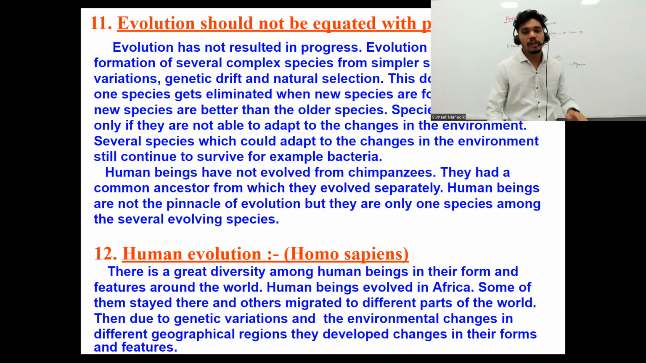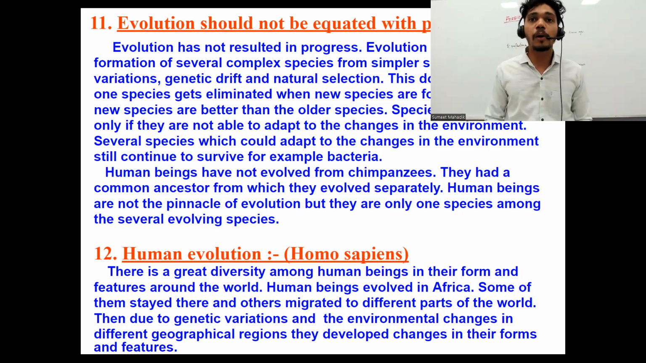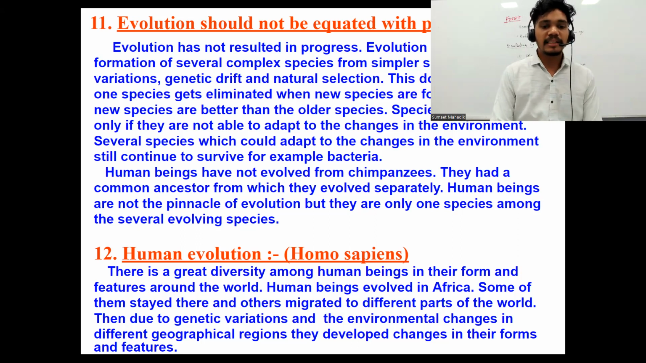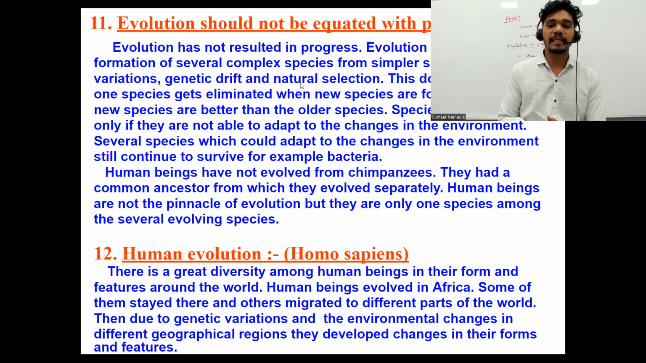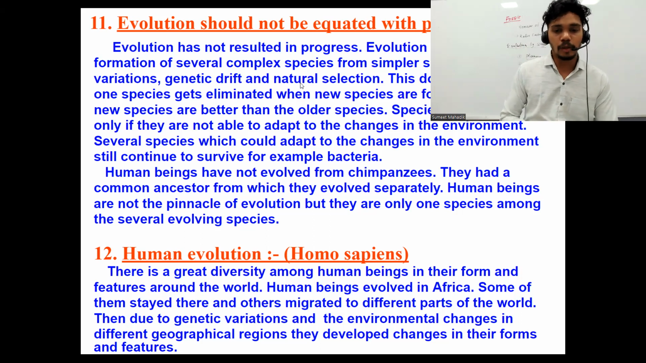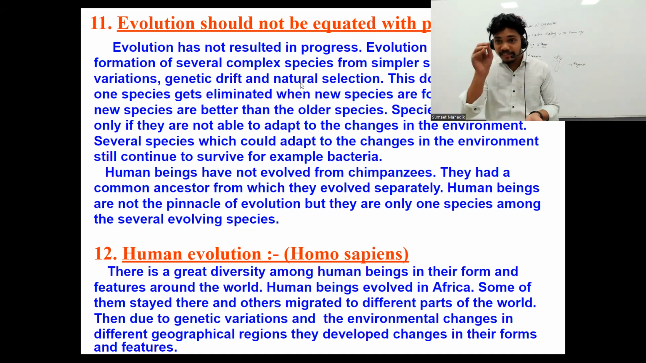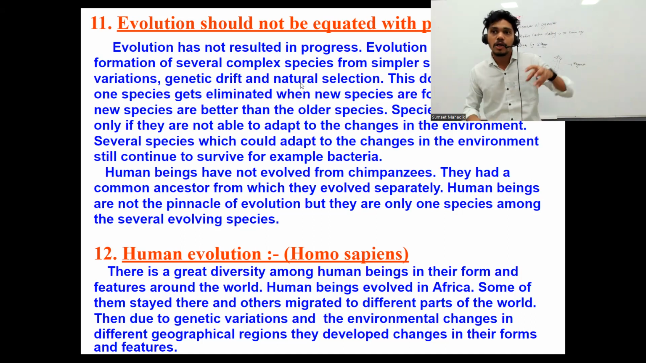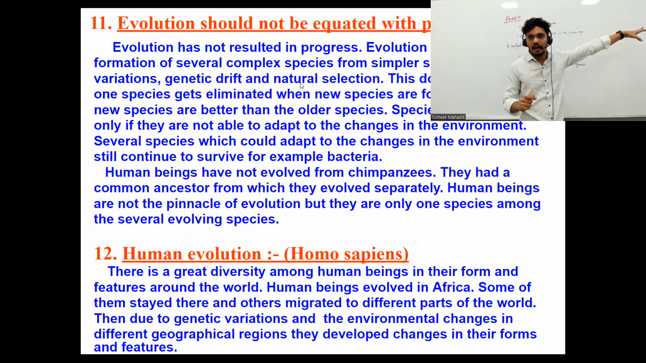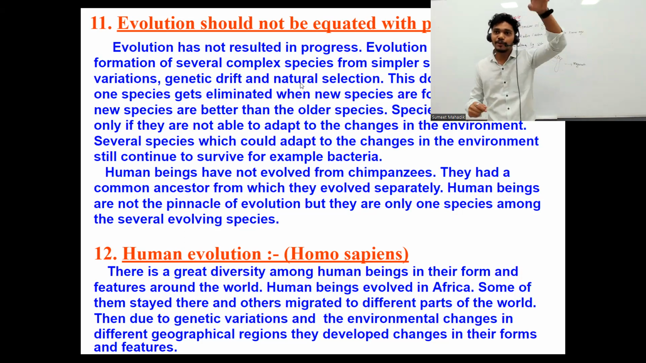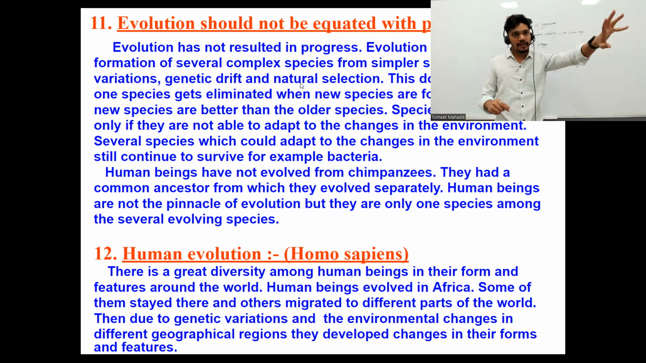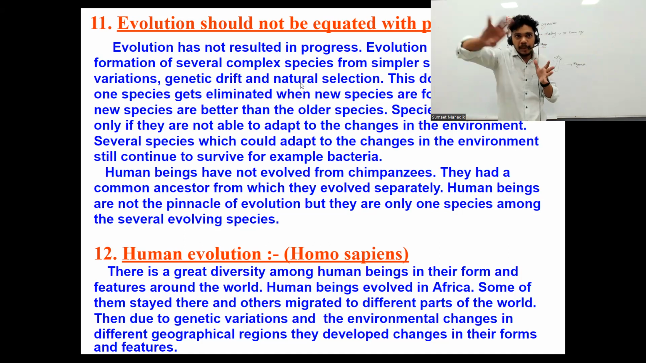Now, human evolution, Homo sapiens. There is a great diversity among human beings in their form and features around the world. Human beings evolved in Africa. It is written in your book, in Africa. So our ancestors are from Africa. Are you getting my point? From Africa, someone goes to China, someone goes to India. That is speciation.